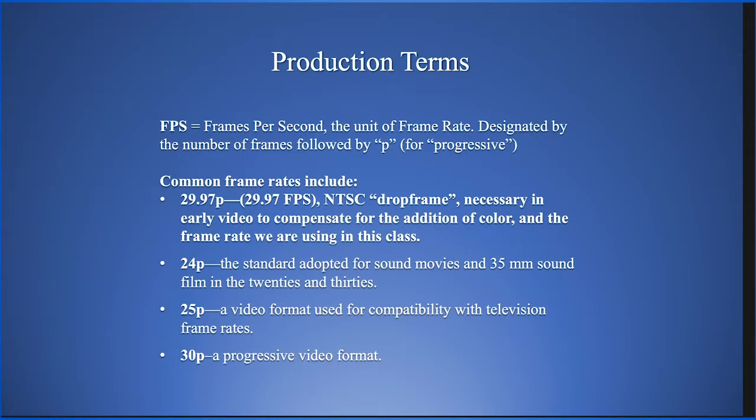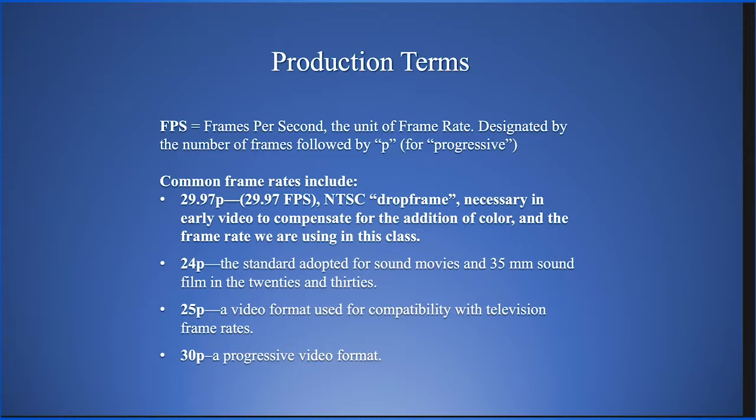Common frame rates include 29.97p, which is 29.97 frames per second. This is called NTSC drop frame. It's necessary in early video to compensate for the addition of color, and this is the frame rate we are using in this class.